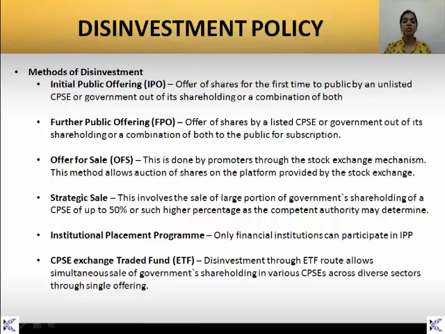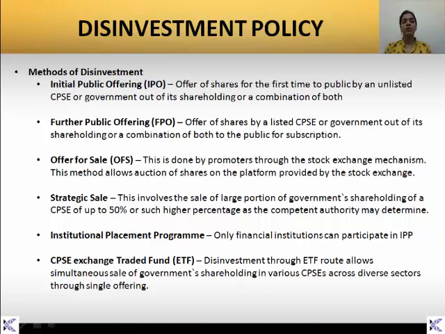Now, different methods of disinvestments were introduced. The first one was IPO, initial public offering, where the offer of shares for the first time was made to the public by an unlisted CPSE or government out of its shareholding or a combination of both.